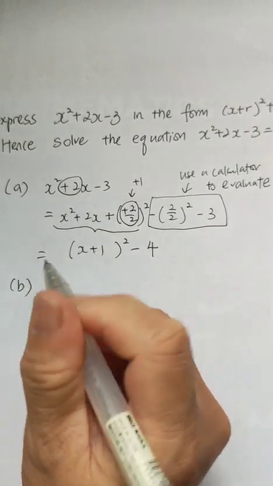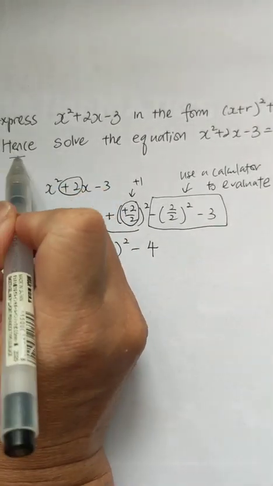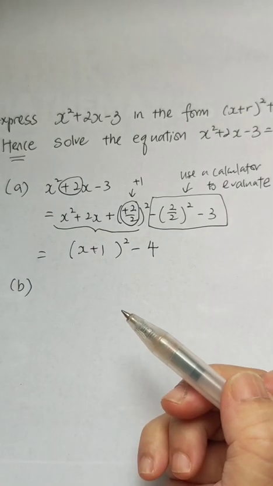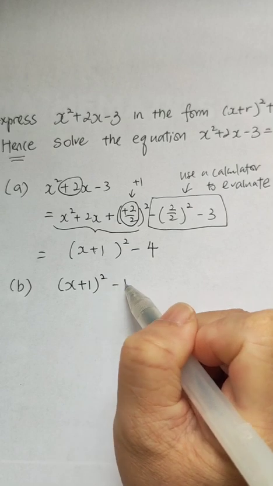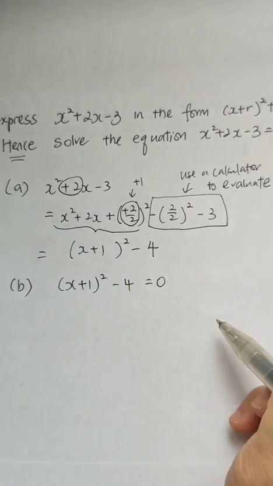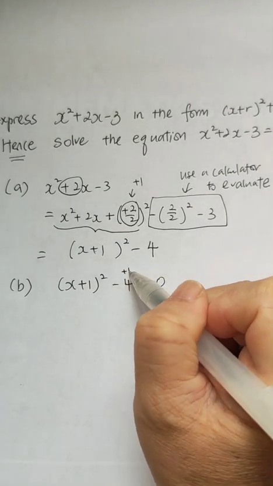So part 2, if you look back to the question, it says hence. When you say hence, it means you have to make use of the answer you got from part A. So the answer we have here is x plus 1 to the power of 2 minus 4. We're going to solve it. So how do we solve it? We're going to add 4 to both sides.